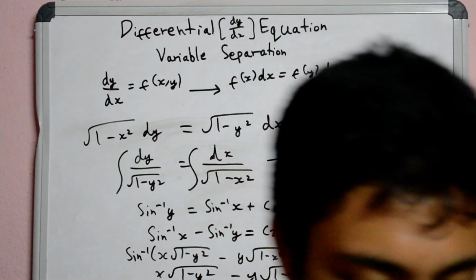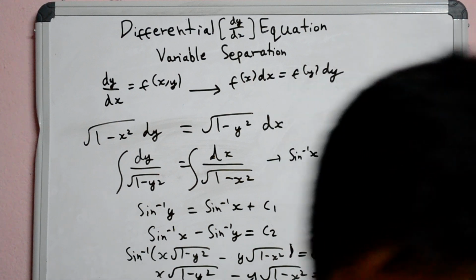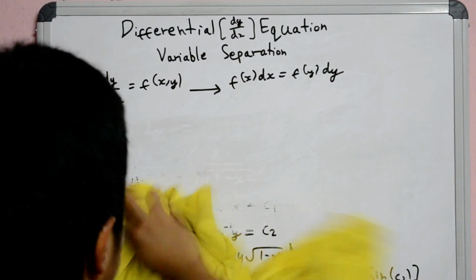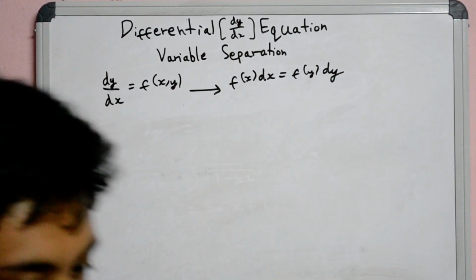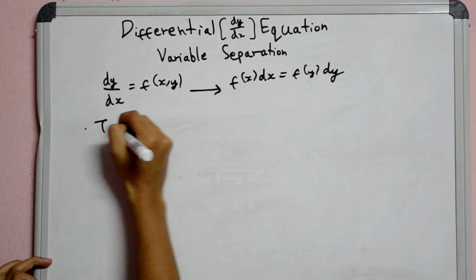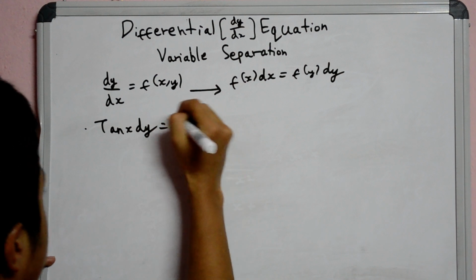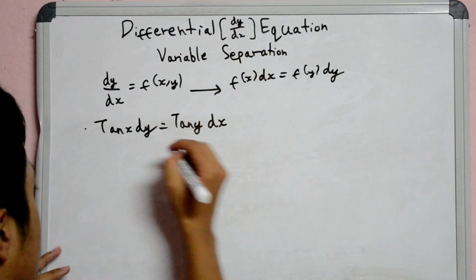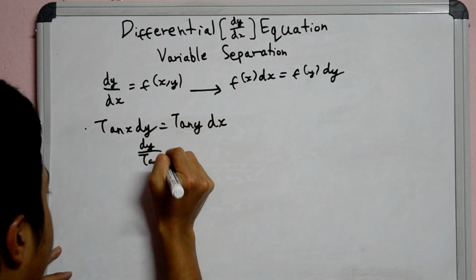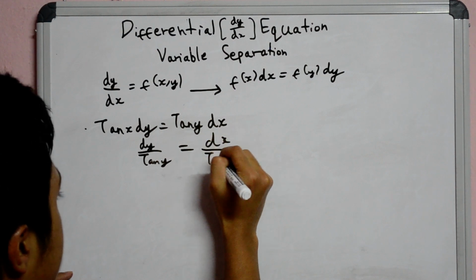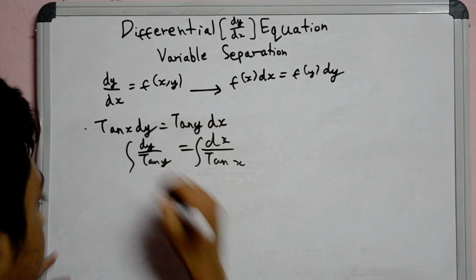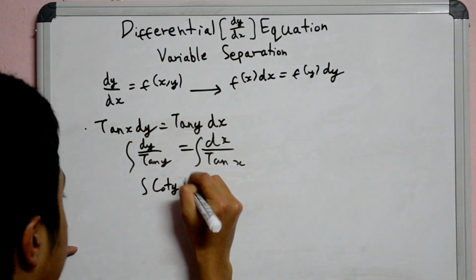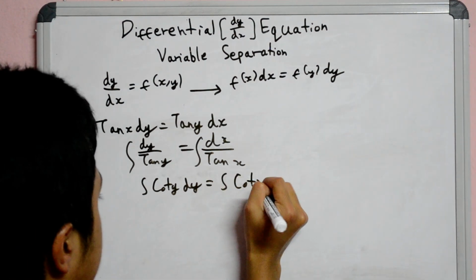Now time for another one which requires some integration knowledge and some trigonometry as well. Tan x dy equals to tan y dx. Now we know what to do. Dy by tan y is equal to dx by tan x, and we integrate both sides. Let's make it simpler for us. Let's put this above, so this becomes cot y dy equals to cot x dx.